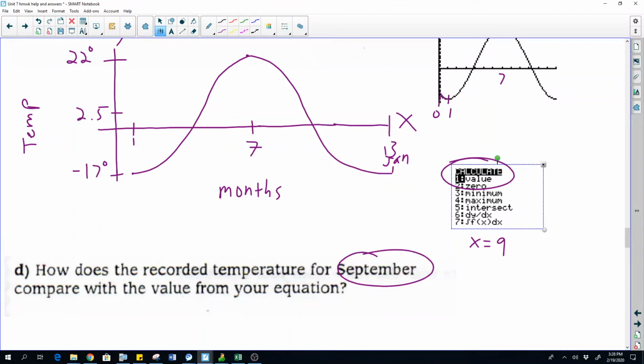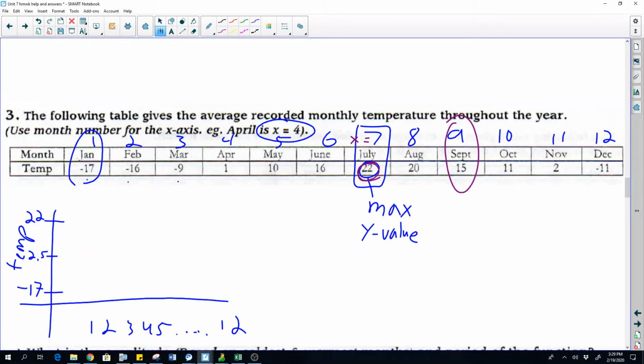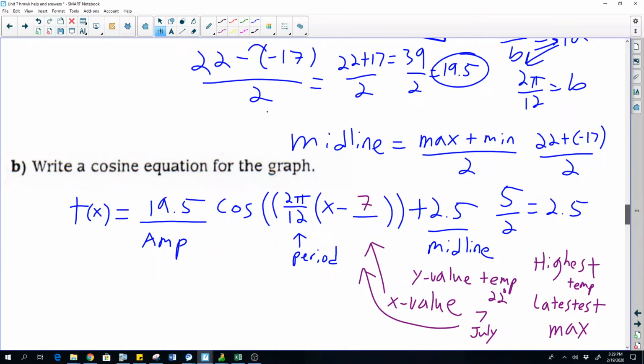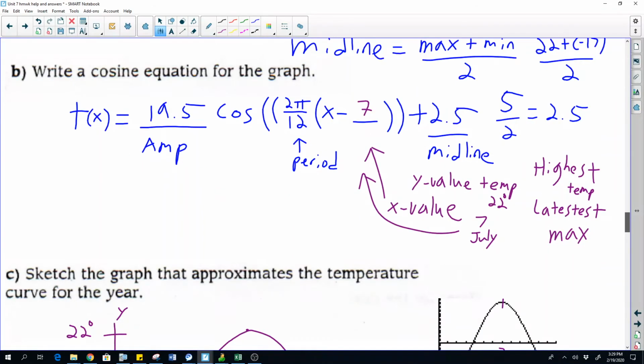So with our equation, we've got 12.25 degrees. So 12.25 degrees Celsius in September. And then how does that compare, right? How does that compare with the recorded temperature? And so let's go look at that recorded temperature. So it's actually 15. So we're actually low. Wow, we're actually low compared to what it should be with our equation there.